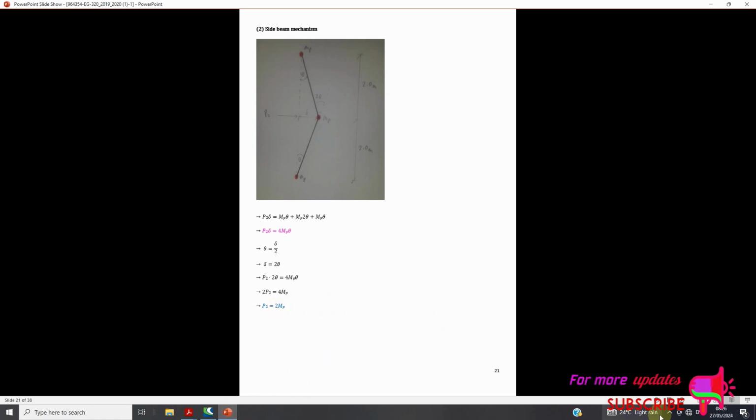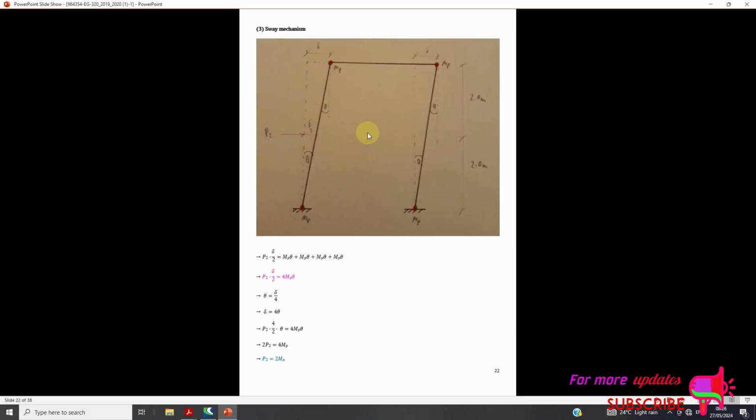Now, the sway mechanism, which can be determined with this algebraic equation, that is P2 times delta over 2 is equal to MP theta plus MP theta plus MP theta plus MP theta, which can be simplified into P2 is equal to 2 MP.